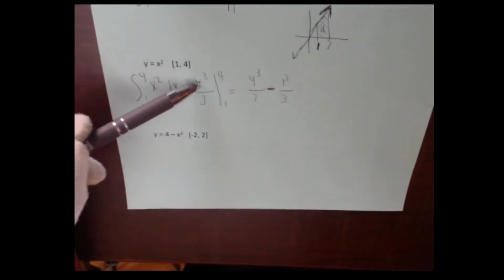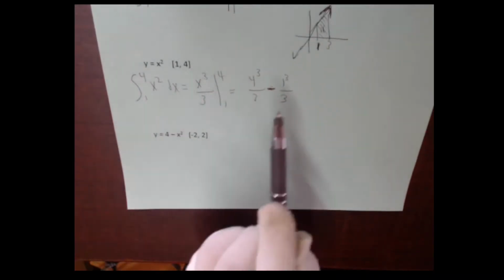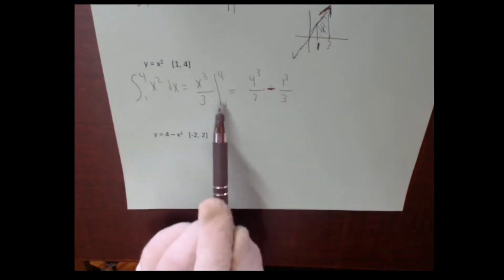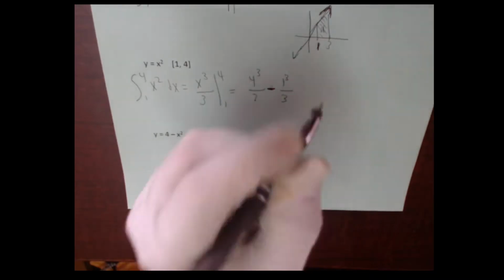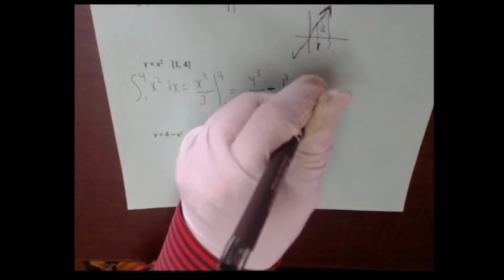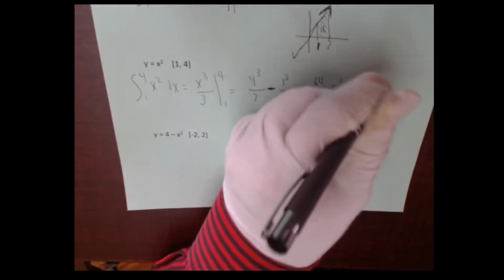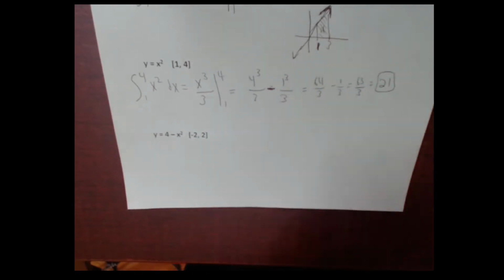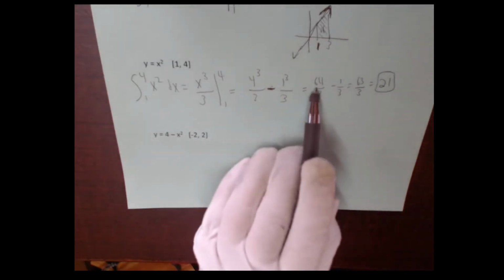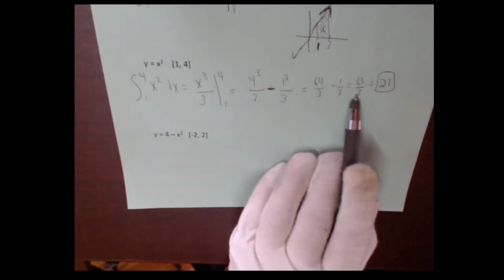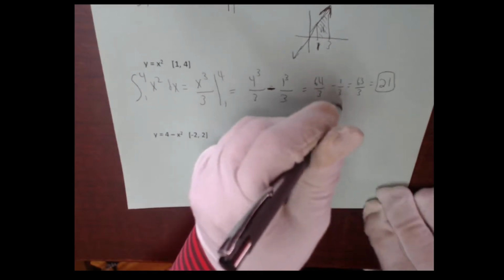So I just put in my 4. Then we had a subtraction because that's the formula. Plug in your 1, and there you go. So that's going to be 64 over 3 minus 1/3 is 63 over 3, which is equal to 21. That's just incredible to me. If we do 64 minus 1 is 63, and that's just 21.